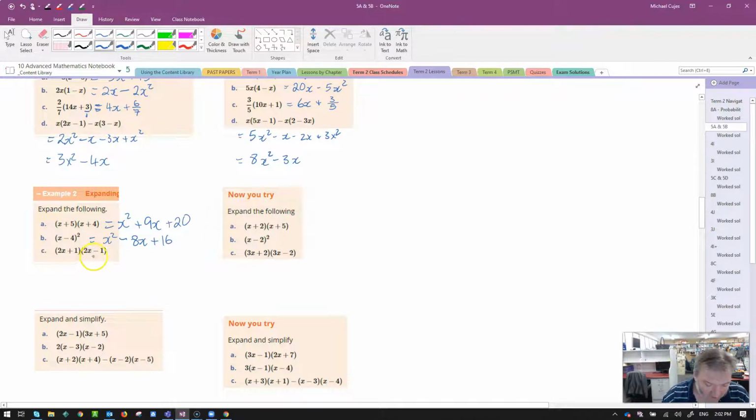Lucky last one here. Oh, look, it's my favourite rule in maths. 2x plus 1, 2x minus 1. That's the difference of 2 squares. Make sure that you're thinking about doing this correctly. I'm happy for you to skip that line as long as you remember 2x when I square it gives me 4x squared. Minus 1 squared is 1.